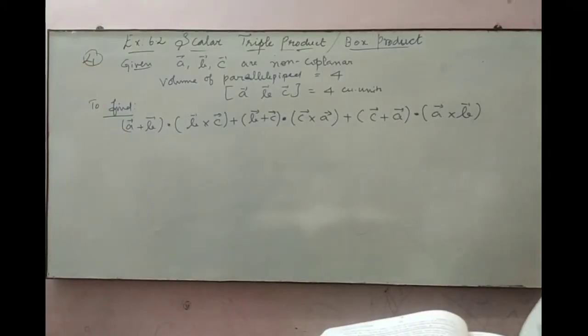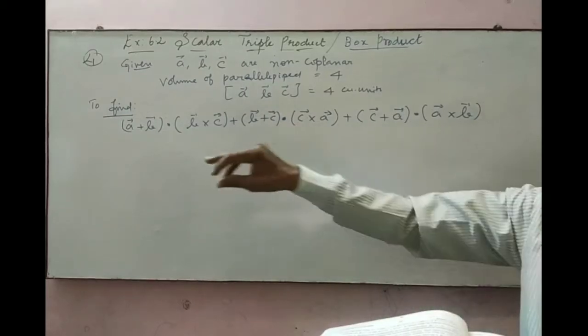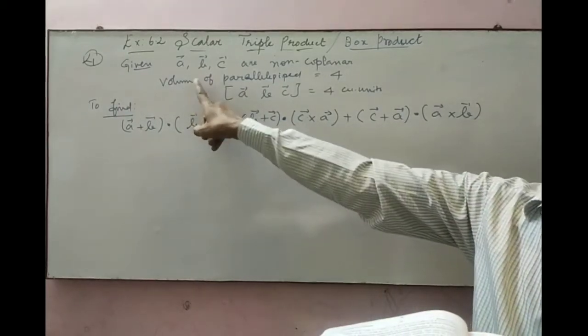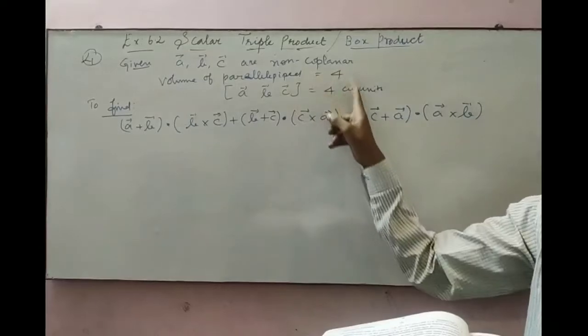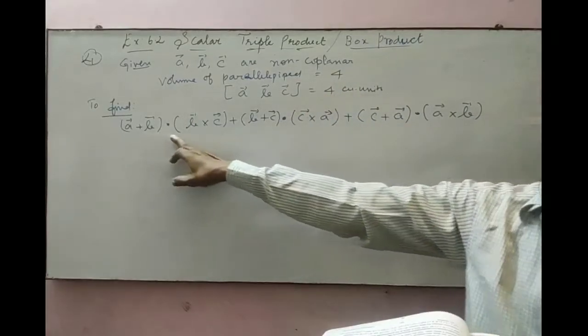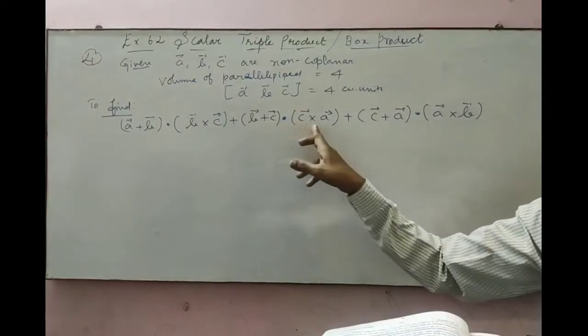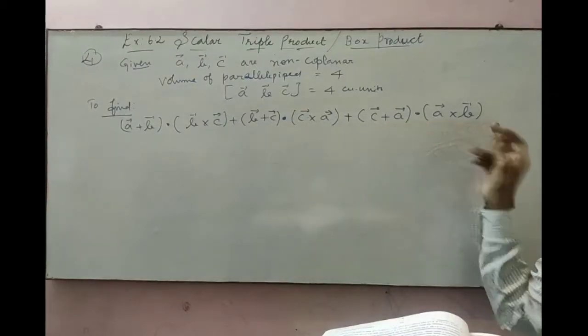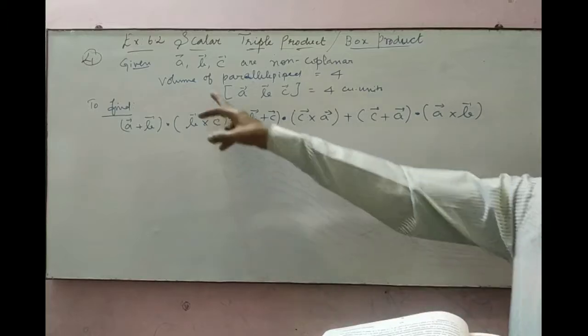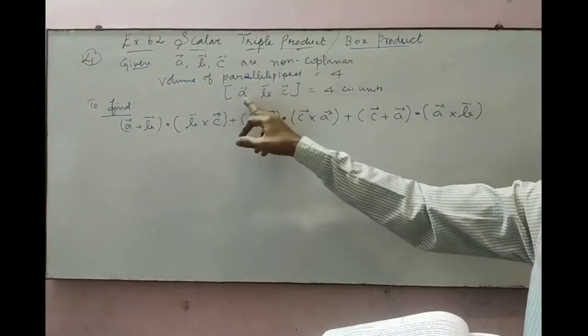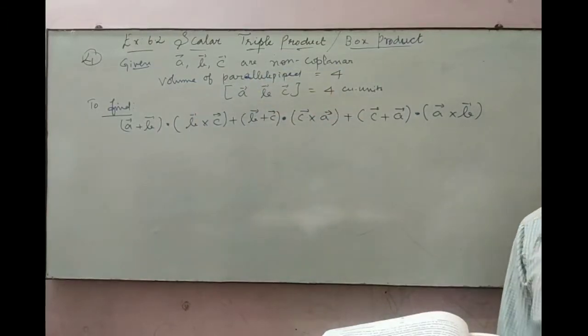Next, in the fourth sum, if A, B, C are non-coplanar vectors represented by the concurrent edges of a parallelepiped of volume 4 cubic units, then you have to find A plus B dot B cross C, plus B plus C dot C cross A, plus C plus A dot A cross B. So if the volume of the parallelepiped is 4, then the box product is 4.